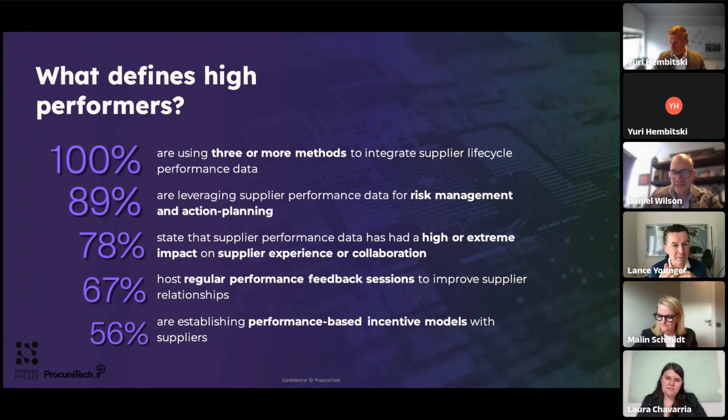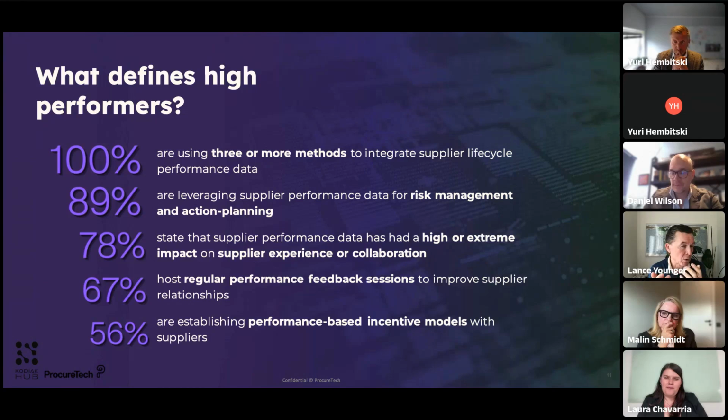So you remember that from the start, whether it be pulling information from your ERP system, from third-party data sources, or from SRM platforms. Basically, they're using 3 or more data sources. 89% are leveraging supplier performance data for risk management and action planning. So the resolution of issues, but also action planning on the back end of that as well.